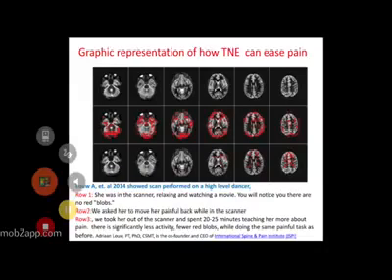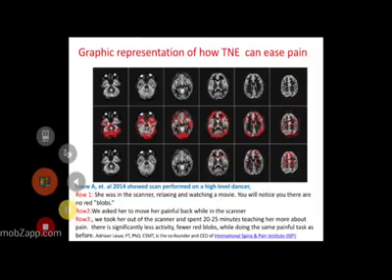Now, there is a study which was done by Professor Liu in 2014. It was published, and I have shown it before to my students, to show the importance of pain education. You can see a graphical representation of how TNE can ease pain. You can see in this diagram, in the first row, a scan was performed. There was a high-level dancer in America. She was suffering with chronic low back pain, and they wanted to evaluate why she was getting this kind of pain. So they did an experiment on her in their pain science lab.